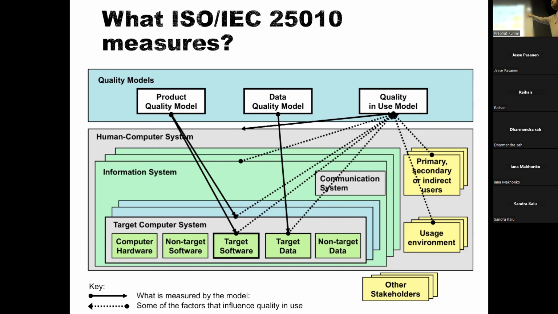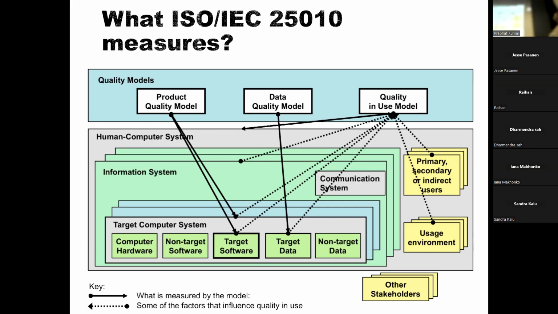So at the bottom, we have the target computer system. It means the software for which you want to check the quality. And based on these different models, you want to assess the overall quality of the target system. And it depends on multiple factors. For example, it also depends on primary, secondary, and indirect users. Primary can be the main user who wants to use the software. Secondary and indirect users.